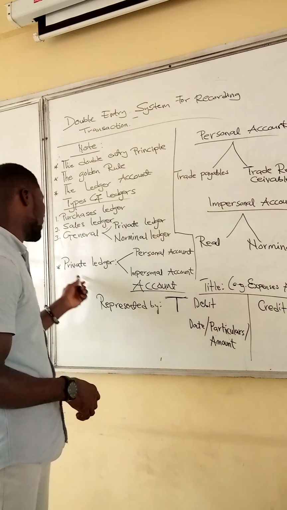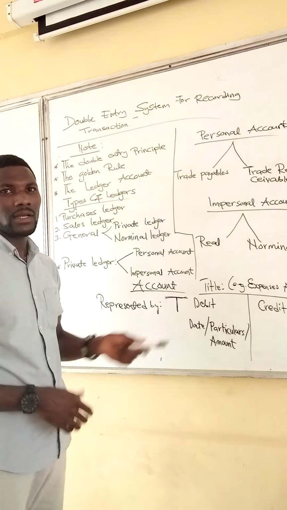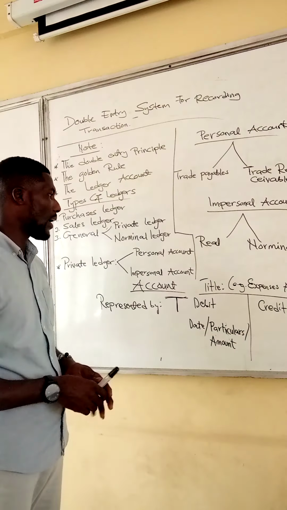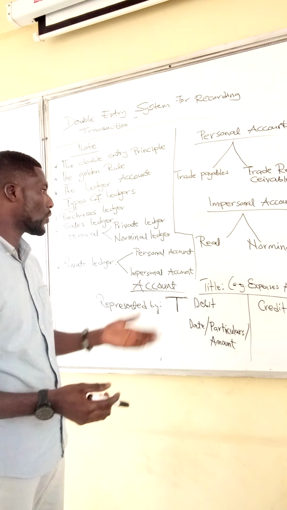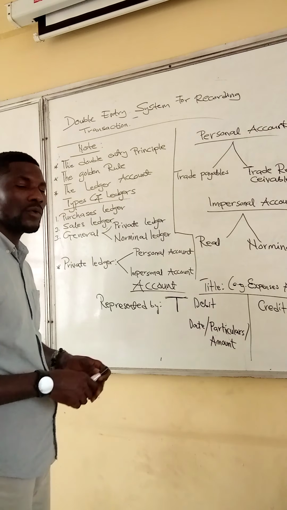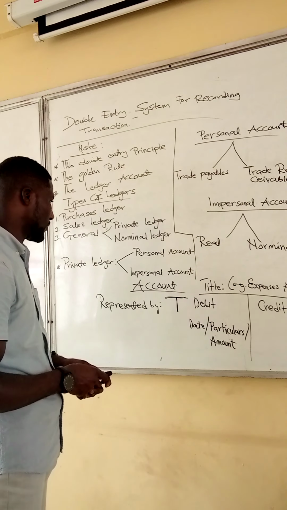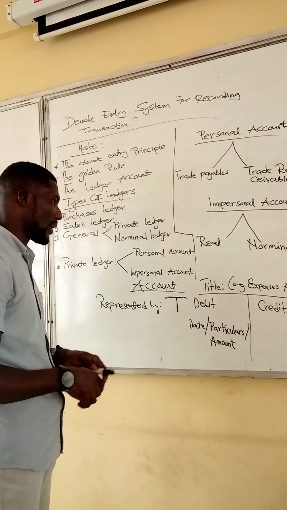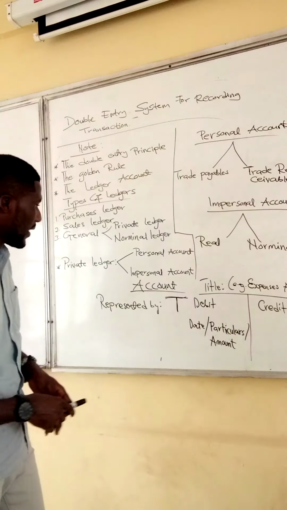Now back to the private ledger. Like I said, we have personal account and impersonal account. The personal account is an account in which business owners record their transactions. We also talk about the impersonal account when we move further.